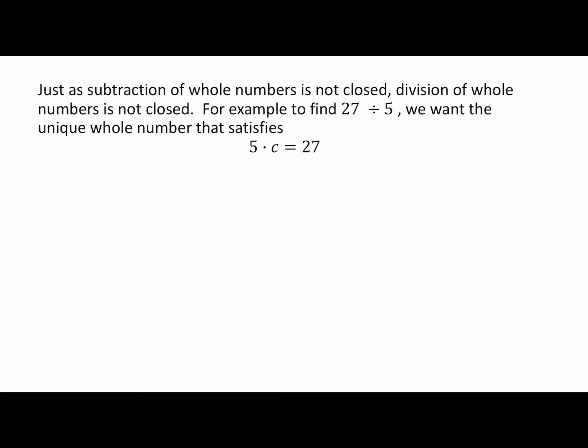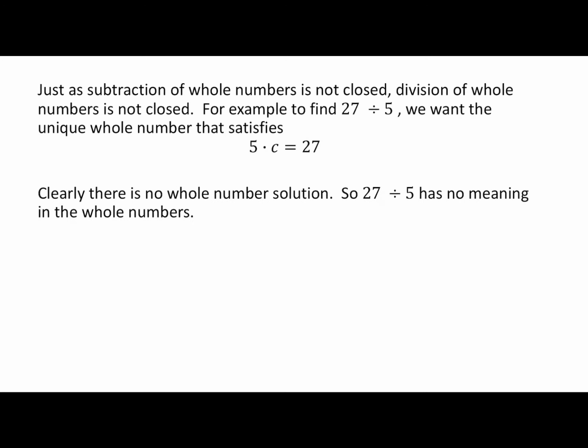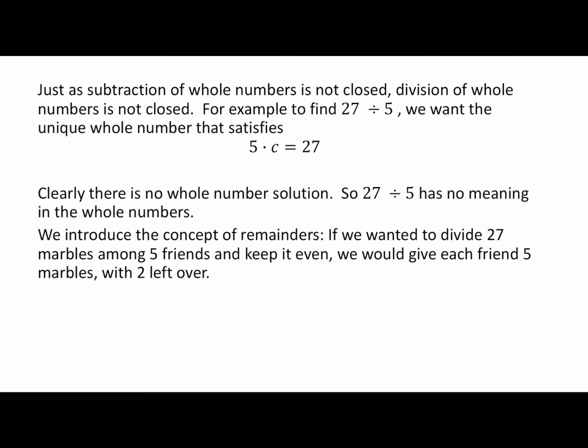So we saw a couple units ago that subtraction of whole numbers is not closed. Similarly, division of whole numbers is not closed. So for example, if we wanted to find 27 divided by 5, what we would want is a unique whole number that satisfies 5 times C equals 27. But there is no whole number that I can multiply by 5 to get 27. Okay, so this has no meaning in the whole numbers, but it allows us to introduce the concept of remainders.